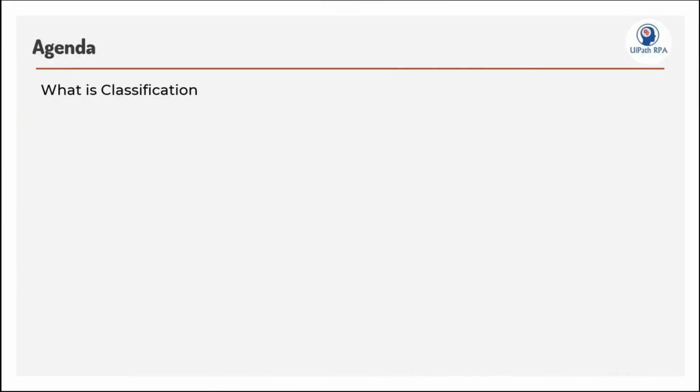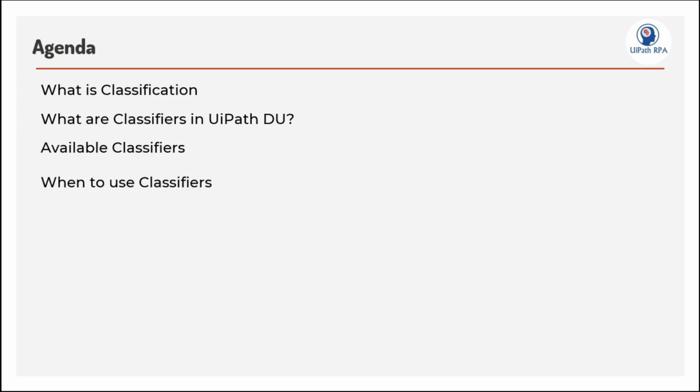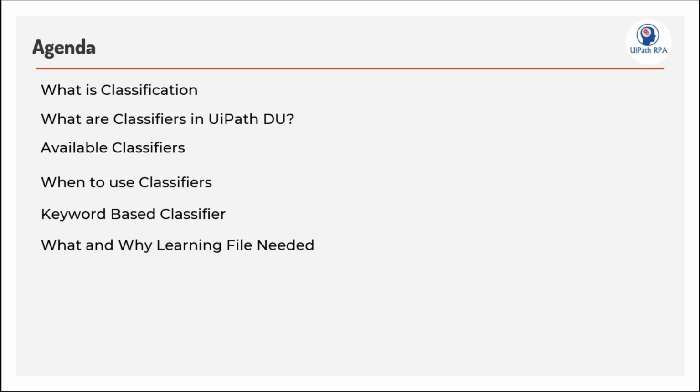We will learn what is classification, what are classifiers in UiPath Document Understanding, what are the available classifiers, and when to use classifiers. The keyword based classifier, we will also be doing the practical of this classifier. What is a learning file and why is that learning file needed? We'll also talk about configuring the classifier, especially minimum confidence.